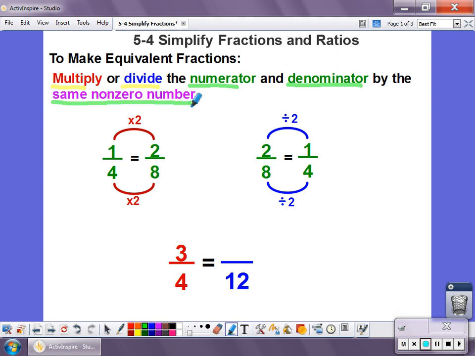The reason it has to be non-zero is, think about it. If you multiply a number by 0, it's just going to be 0. So that's not going to give us an equivalent fraction. It's just going to turn our fractions into 0.